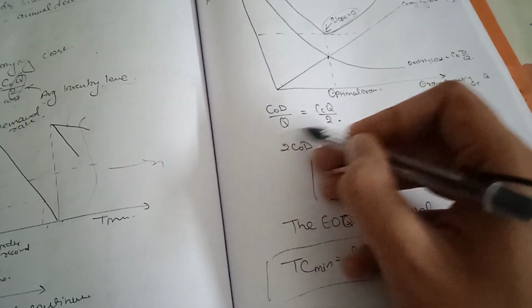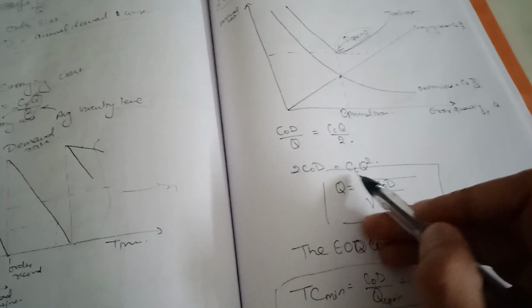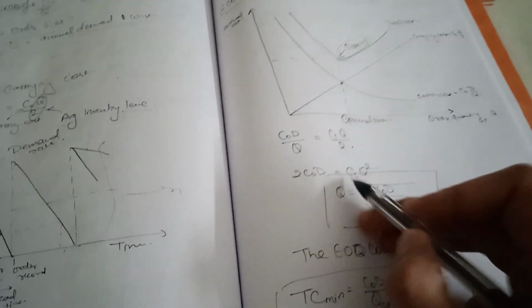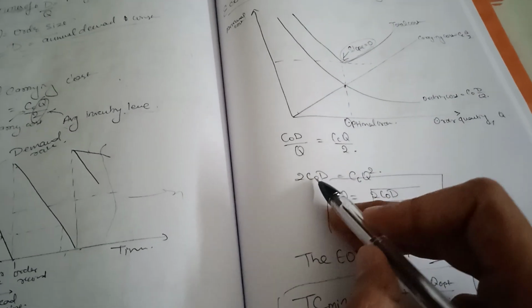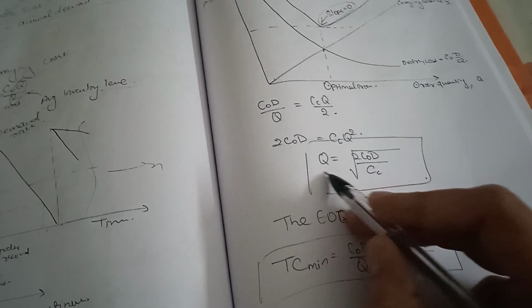So we can say C_O D upon Q is equal to C_C Q upon 2. When we solve the formula this way, 2 will go there and Q will go there, and this will become Q square C_C is equal to 2 C_O D. So definitely we are going to get this particular formula.